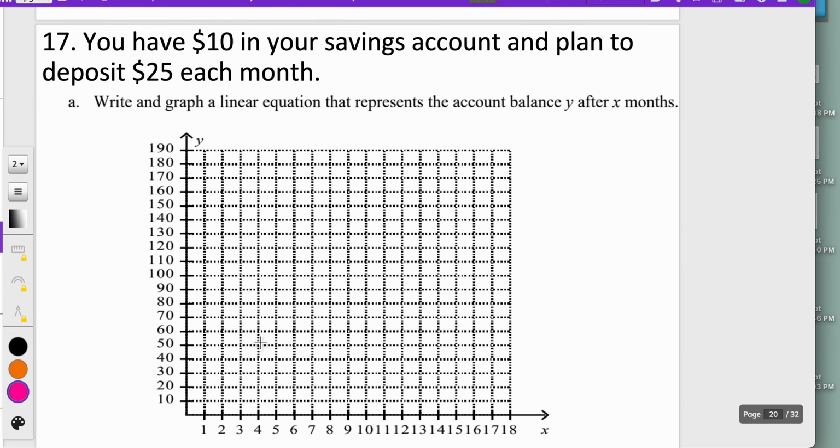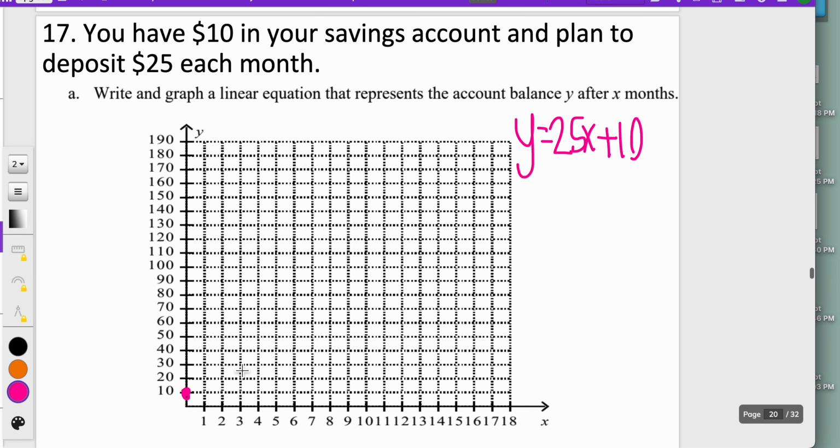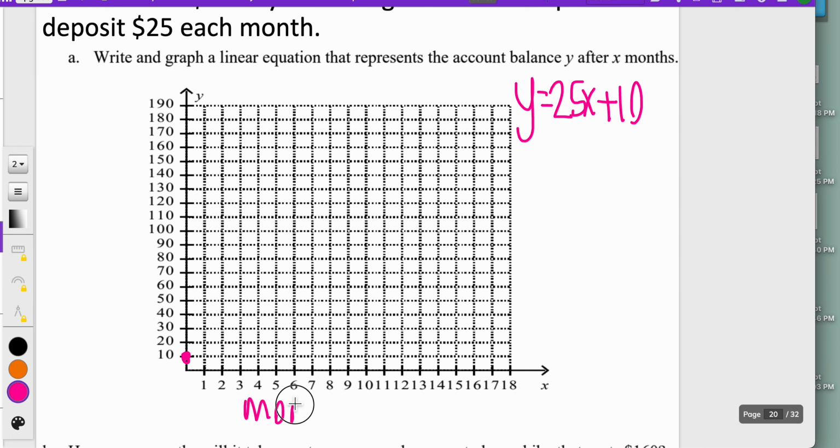Next up, you have $10 in your savings account and plan to deposit $25 each month. So to show that, $25 each month is getting the x, and then plus 10 because I have it. So here I am starting at 10, and we'll say these are the months down here, and then this would be your dollars, okay? So after 1 month, I would have 35.